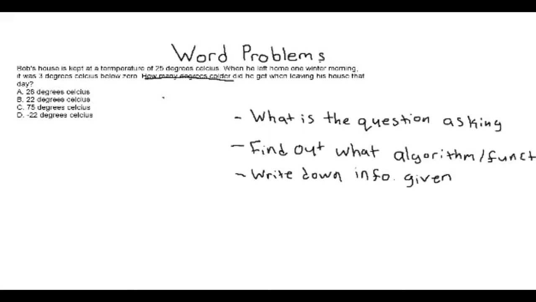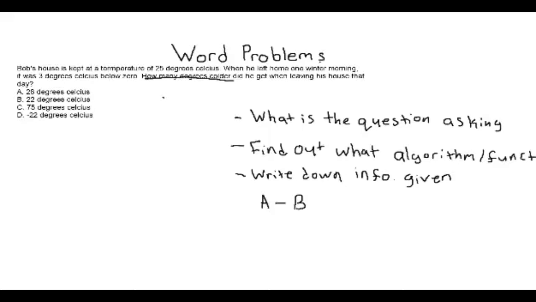So the function that I'm going to write down is just a, and I'm writing it in terms of variables right now, but let's say a is the temperature inside the house minus b, and let's say b is the temperature outside of the house. So this is a function. A minus b is going to tell us how much colder it got after he left the house that day. A being the temperature inside the house and B being the temperature outside the house. So now what is A and B?